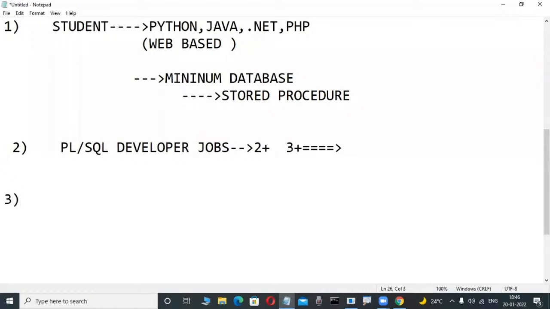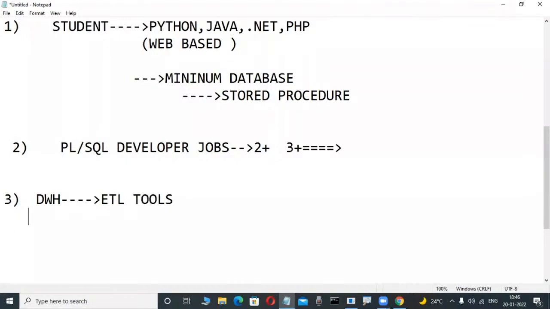Another type of persons: nowadays, so many persons don't have very good coding knowledge, maybe not technical persons, but they want to move into software. In that case, some types of jobs are there. What are they? Data warehousing technologies. In that, there are ETL programmers and reporting programmers. ETL means extraction, transformation, and loading tools.